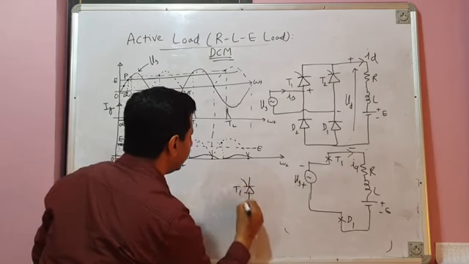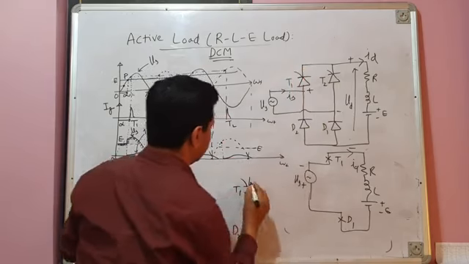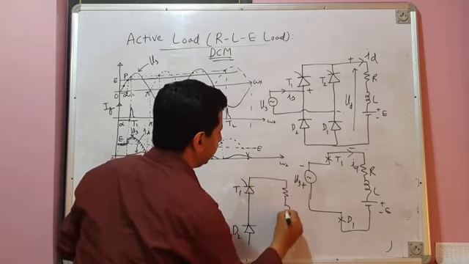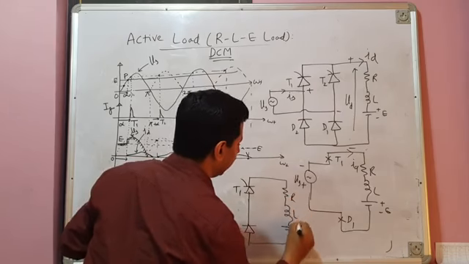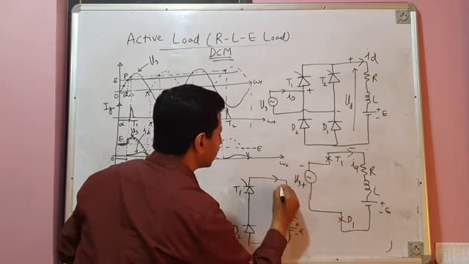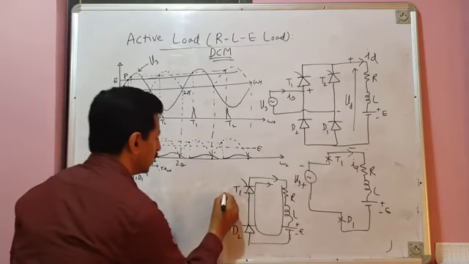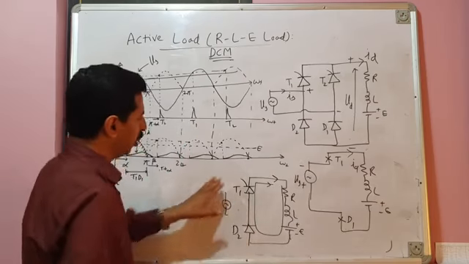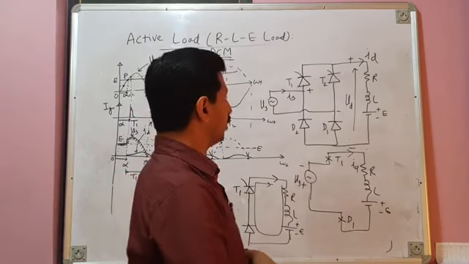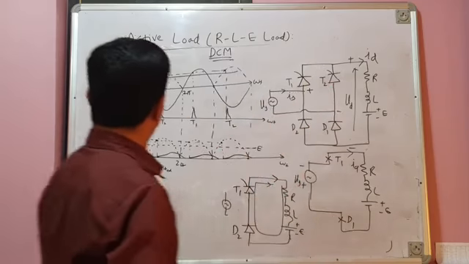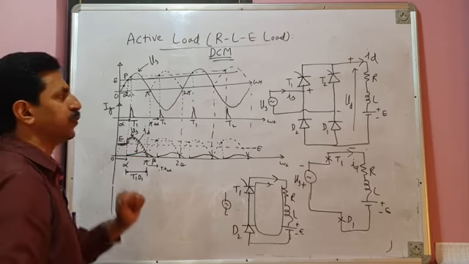T1 is already conducting, D2, the power diode of the same branch, will also start conducting, and this is your RLE load. Since load current is flowing, it will continue to flow through this path. There is a source also. I'm not showing the source because current is not coming from the source in this case. So from omega t equal to pi to beta, current is flowing.